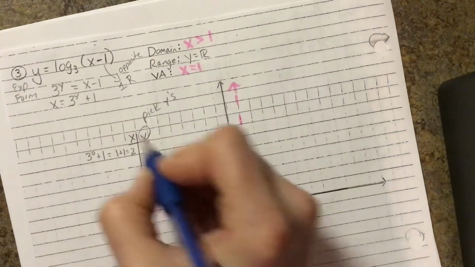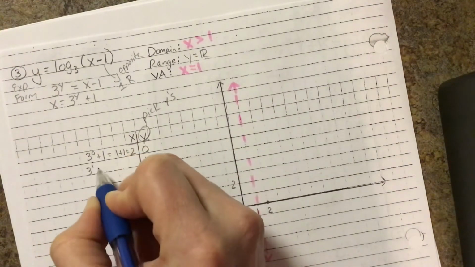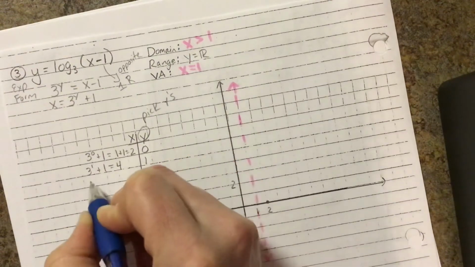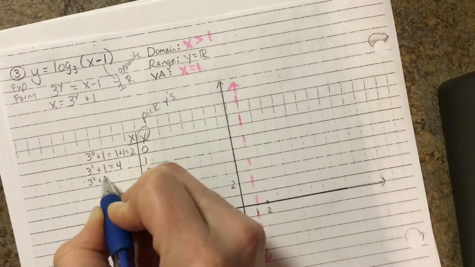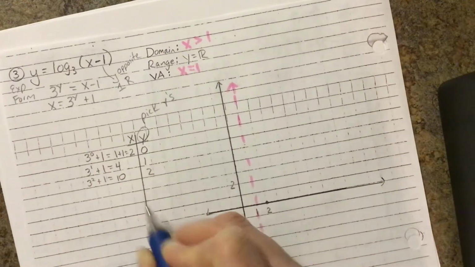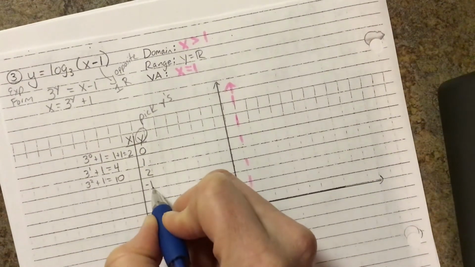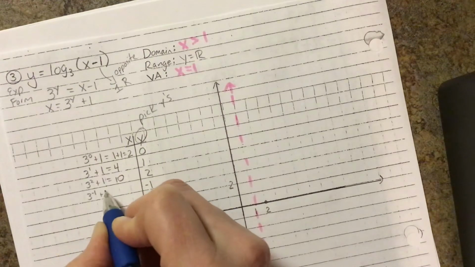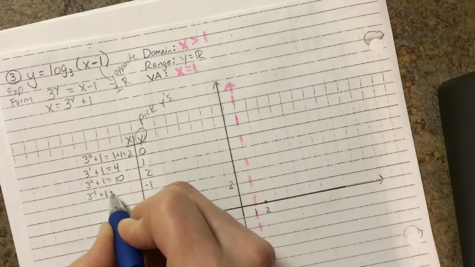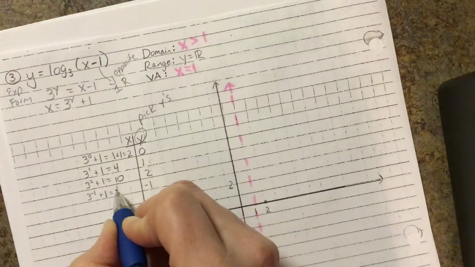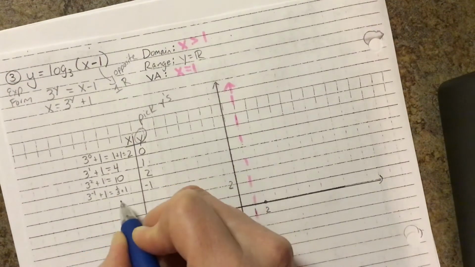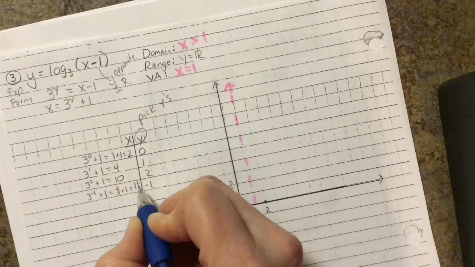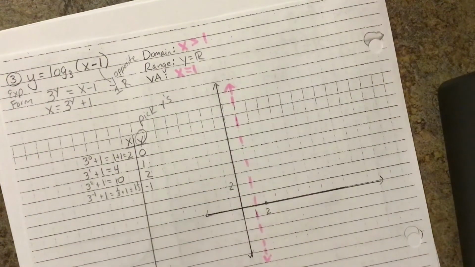Okay? So now I'm picking 1: 3 to the first, plus 1. That gives us 4. What about 2? Will I make it? 3 squared plus 1 gives me 10. That should do it. What if I went negative? 3 to the negative 1 plus 1. What is that? 3 to the negative 1 is 1/3, plus 1. That gives me 1 1/3. All right, let's see how this works here.